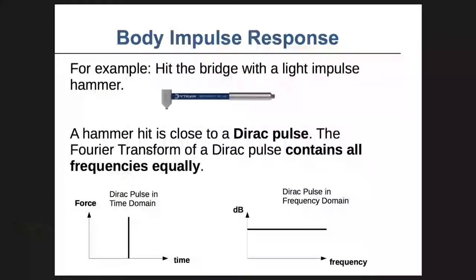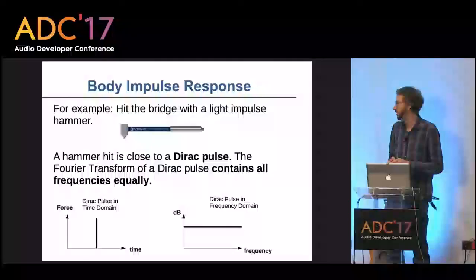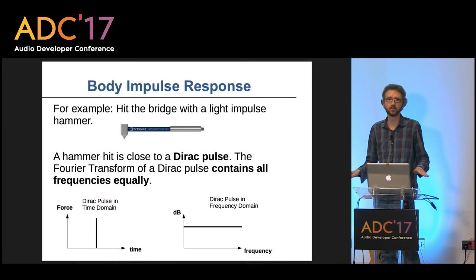And why is this? Because a hammer hit is very close to a Dirac pulse. And a Dirac pulse is a pulse which is very short and very high. If we do a Fourier transform of the Dirac pulse, we can see that it contains all frequencies equally. So it will give us all frequencies of the guitar.